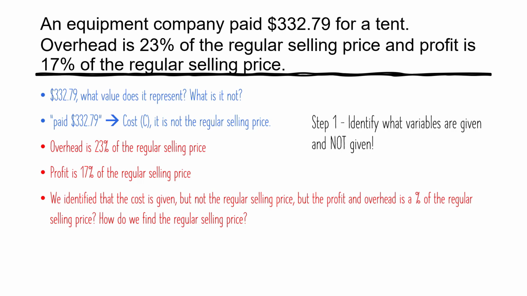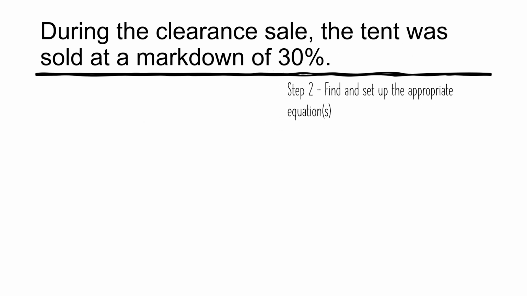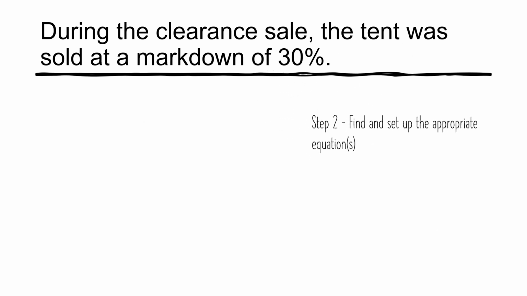So how can we find the regular selling price? That is the first step. Let's try to find the regular selling price. So we need to set up an equation. We want to find the equation that relates selling price, cost, overhead, and profit. And S equals C plus E plus P is the equation.